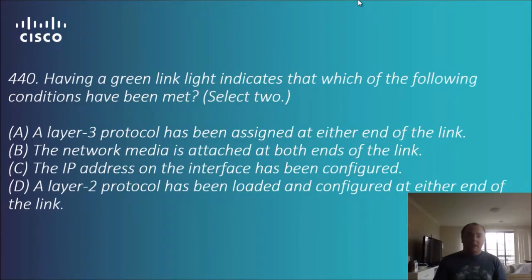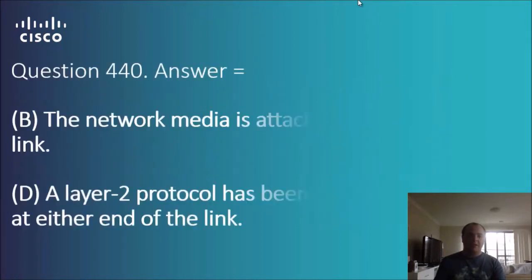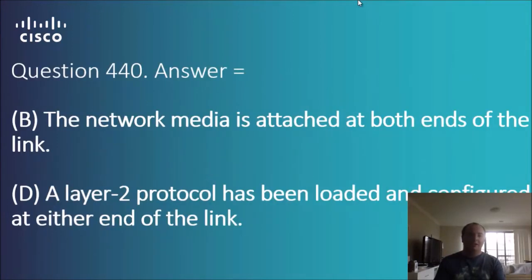440, having a green link indicates that which of the following conditions have been met. Select 2. Layer 3 protocol has been assigned at either end of the link. Network media is attached at both ends of the link. IP address on the interface has been configured. Layer 2 protocol has been loaded and configured at either end of the link. It's kind of a rote learning question, just straightforward knowledge. I'll give you the answers right now: it is B and D. The network media is attached at both ends of the link, and a layer 2 protocol has been loaded and configured at either end of the link. Normally when you have that, you're connecting to a switch or something like that, and the switch is on the layer 2 side of things.